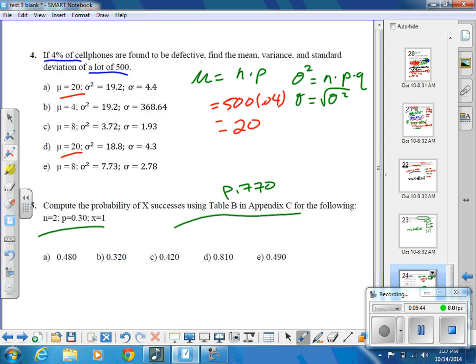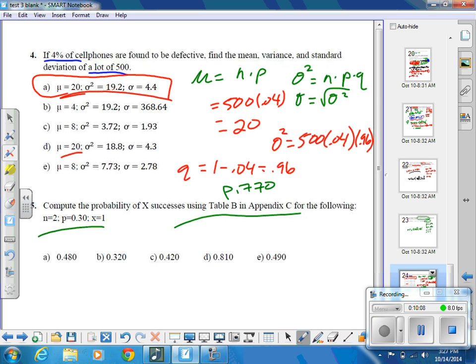So our variance is going to be 500 times 0.04. So we didn't figure out q. q is 1 minus 0.04, which should be 0.96. So times 0.96. Punch all that in the calculator and guess what you get? It's this one. So you don't even have to take the square root to get the standard deviation. But if you did, you would just take 19.2, take the square root of it, you should get 4.4, okay? But that's the answer today.